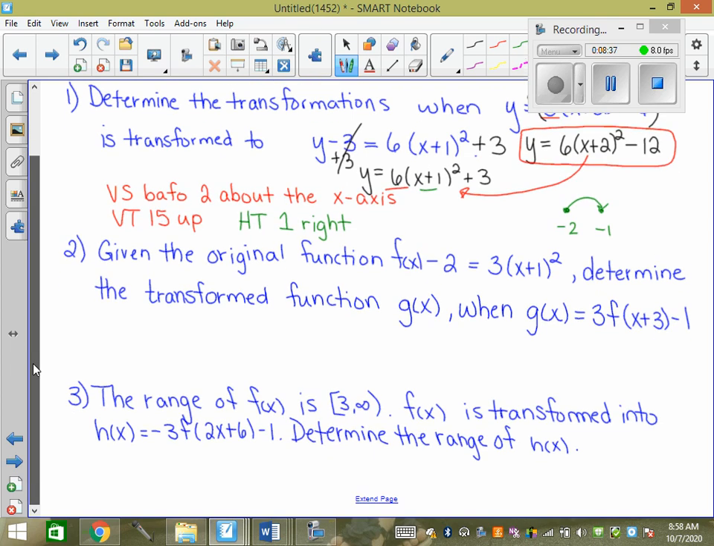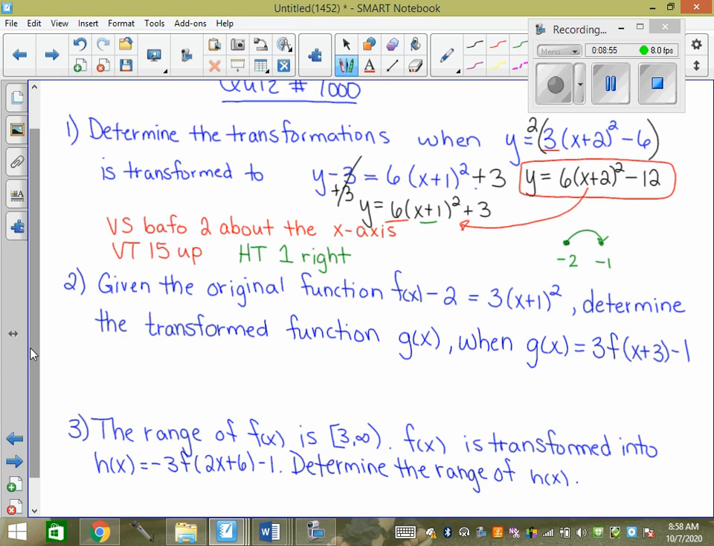Okay. Number 2. Given the original function is a quadratic, determine the transformations when the transformed function g of x has that happen. This is different. So you see this? We went from a quadratic to a quadratic. We agree? This time, we're going from a quadratic. This is just a way of stating the transformations without physically writing them out.